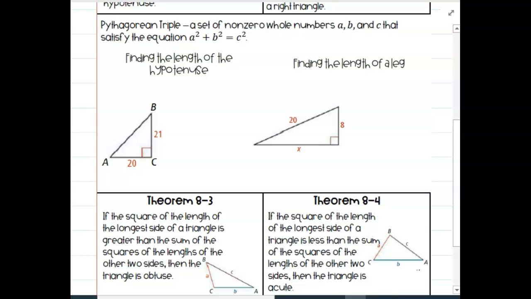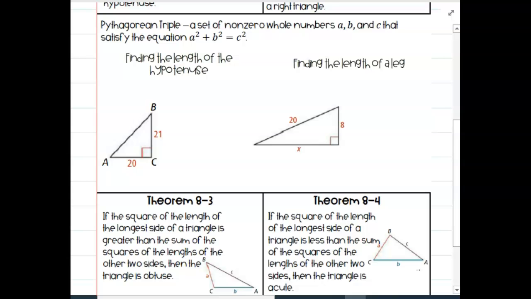A Pythagorean triple is a set of three numbers that work in the Pythagorean Theorem. For example, 3, 4, and 5. If you had a triangle with lengths 3, 4, and 5, it would be a right triangle because 3 squared plus 4 squared equals 5 squared. Okay? An interesting thing about Pythagorean triples is that all multiples of a Pythagorean triple also work. But it's basically just sets of numbers that work in the Pythagorean Theorem.